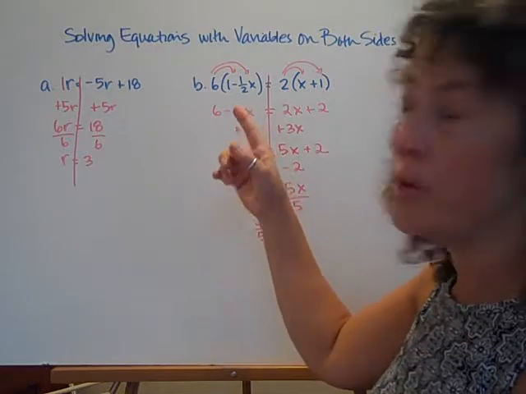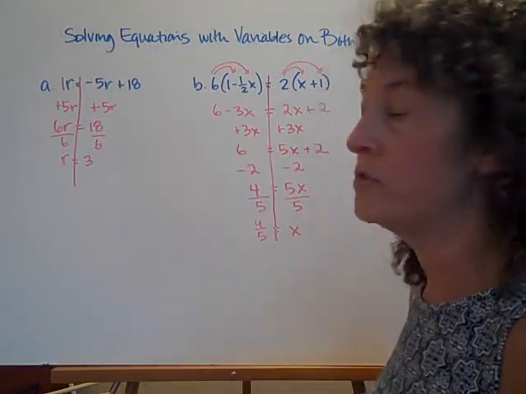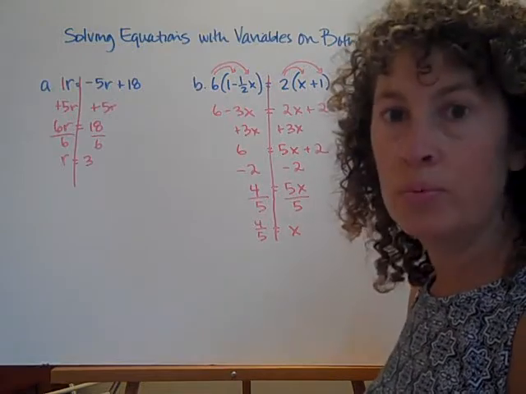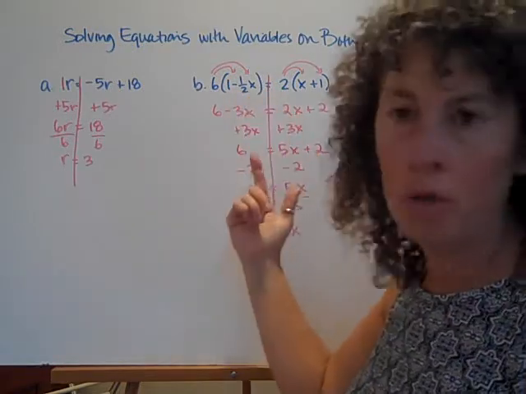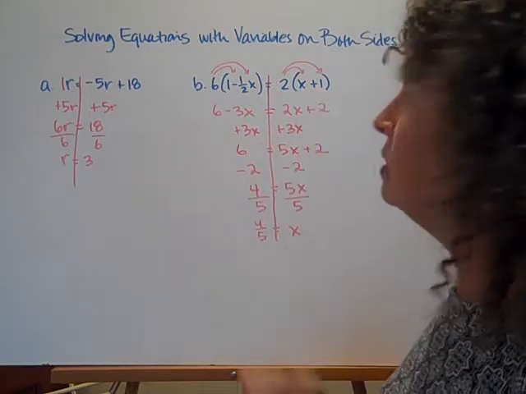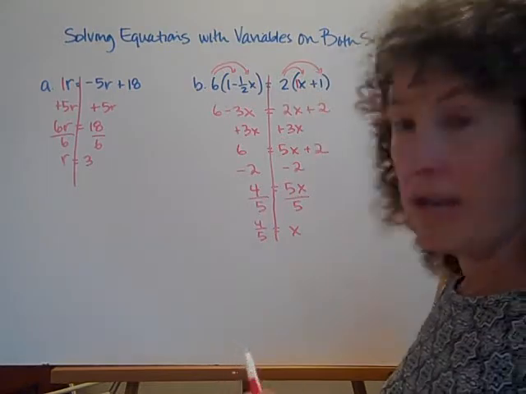So let's take a look at b. b has a lot more going on here. We have parentheses, so we'll have to deal with our distributive property. First thing we're going to do is look inside the parentheses, and see if there's anything we can do. So 1 minus 1 half x, no like terms there. x plus 1, no like terms there. Again, remember this is a 1x. I can't combine like terms.